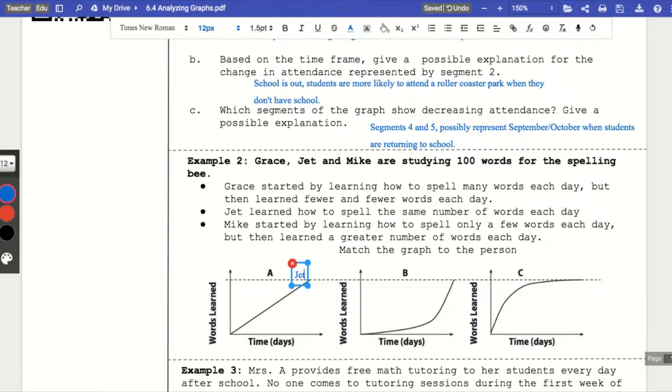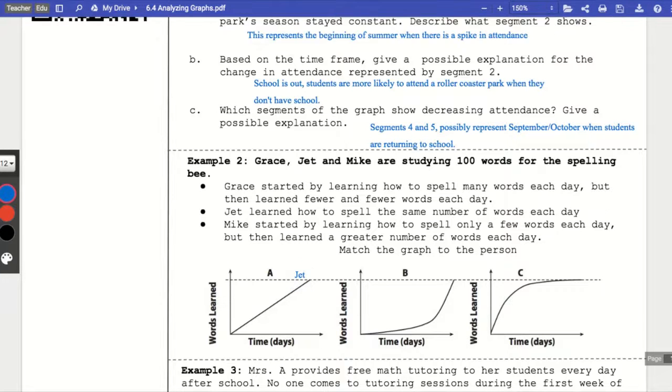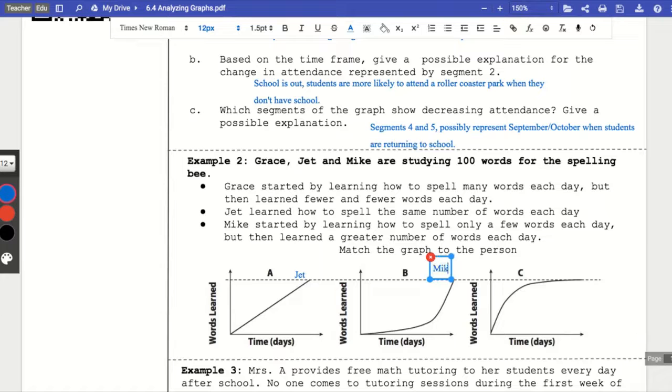Now, if we look at this one, it starts out slow and then it has a huge increase. So who started out by learning only a few words and then had a huge increase? Well, Grace started out by learning a large number of words, but then did fewer words per day. So this has to be Mike, because Mike started by learning only a few words each day, which this graph represents, and then learned a greater number of words each day. So he started out with a few and then started adding more to his plate. So this has to be Mike.